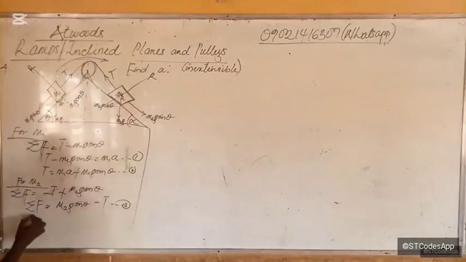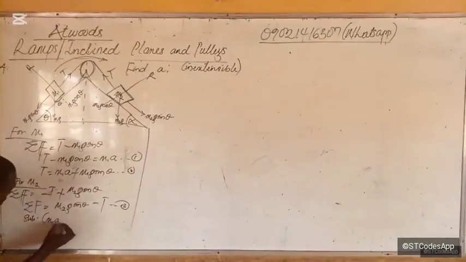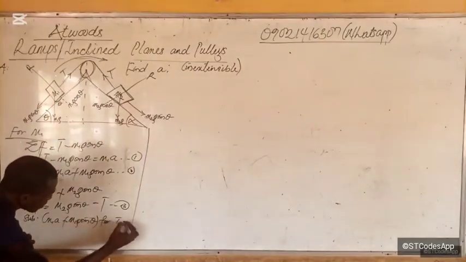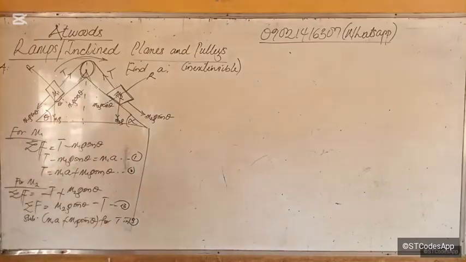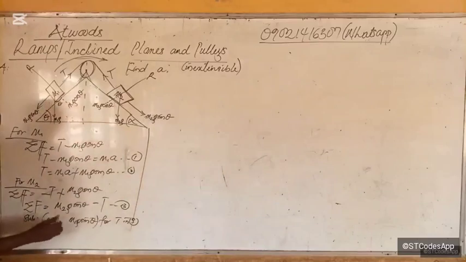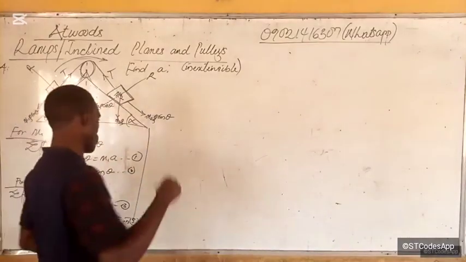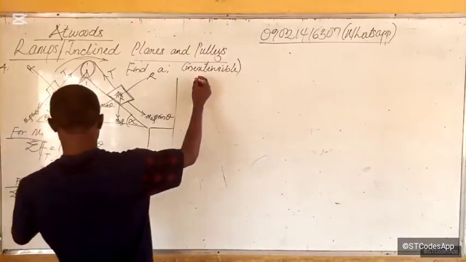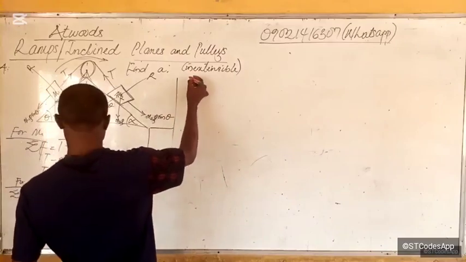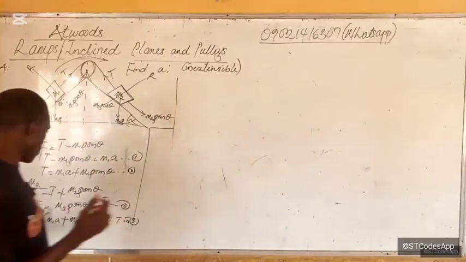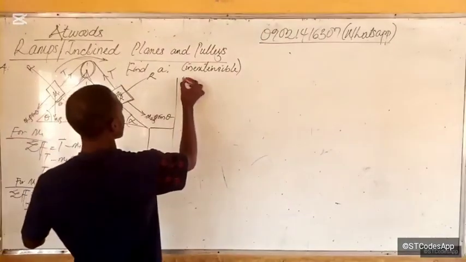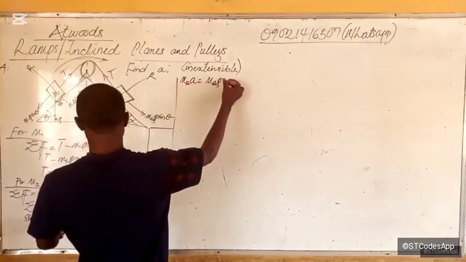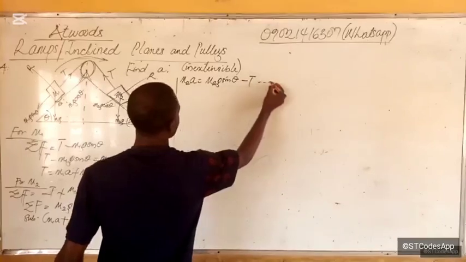We can now substitute m1a plus m1g sine theta for T in equation 3. Do you understand? So in equation 3, we'll substitute this whole thing for T. So what do we have? Recall that equation 3 is, you notice summation F is ma, right? That m2a is equal to m2g sine theta minus T. This was our equation 3.